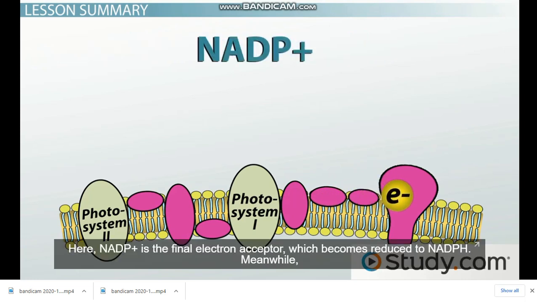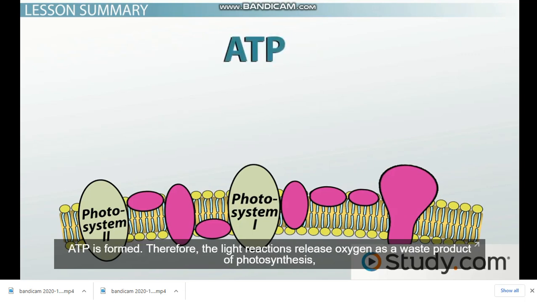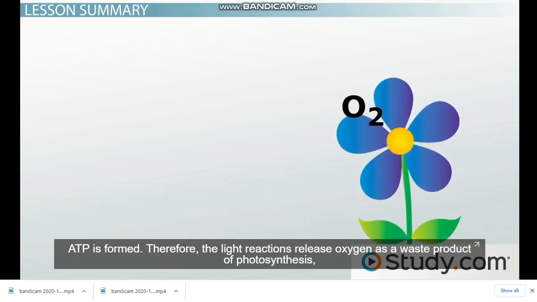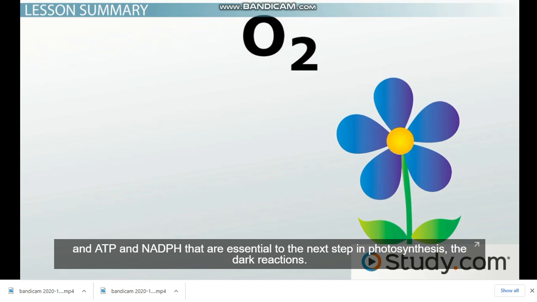Here, NADP+ is the final electron acceptor, which becomes reduced to NADPH. Meanwhile, ATP is also formed. Therefore, these light reactions release oxygen as a waste product of photosynthesis, while ATP and NADPH are essential to the next step in photosynthesis, the dark reactions.